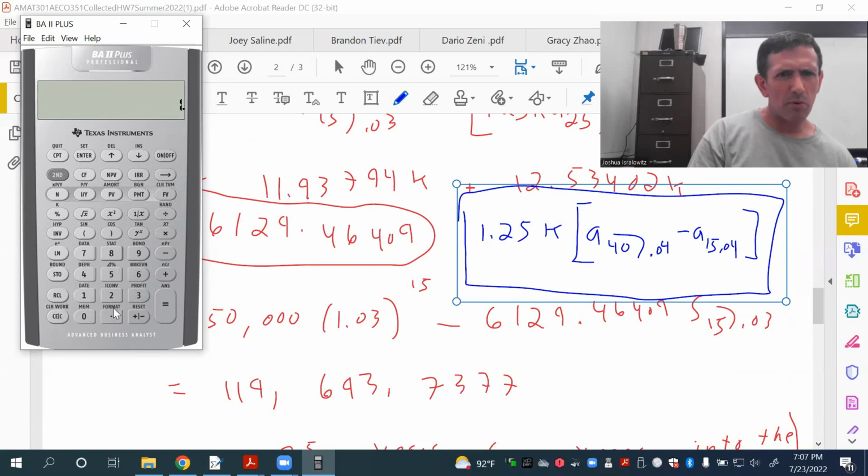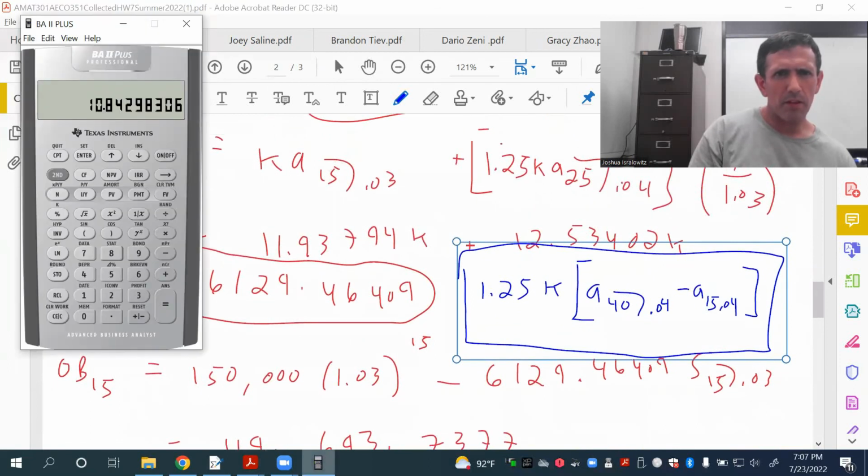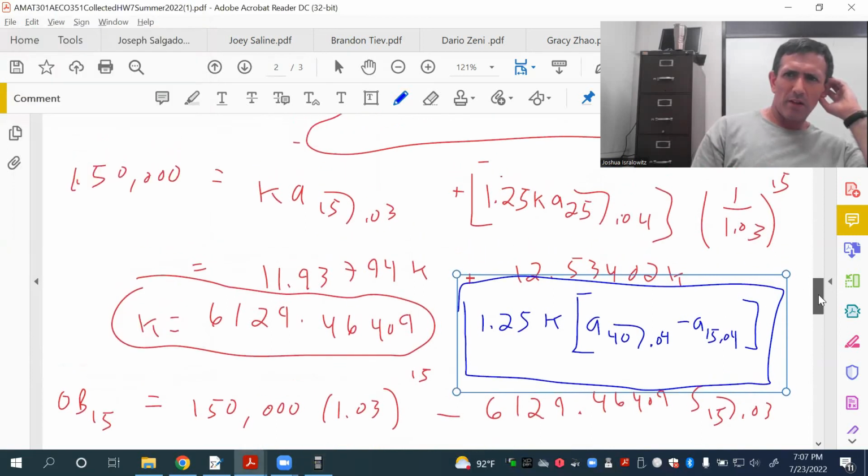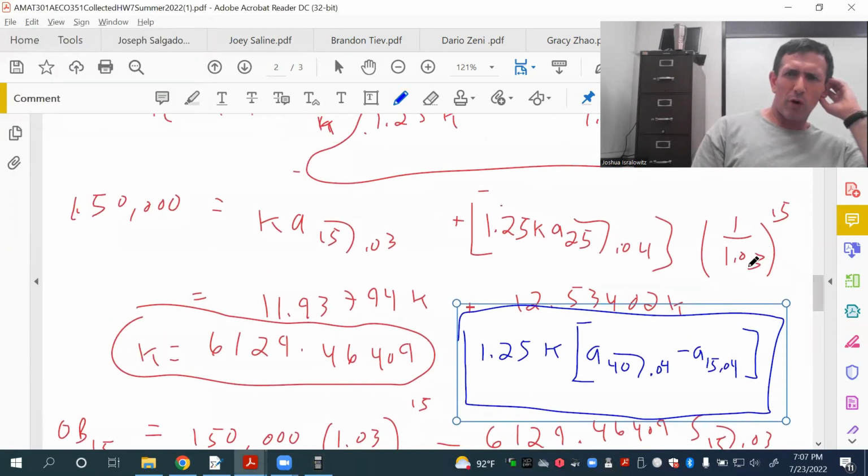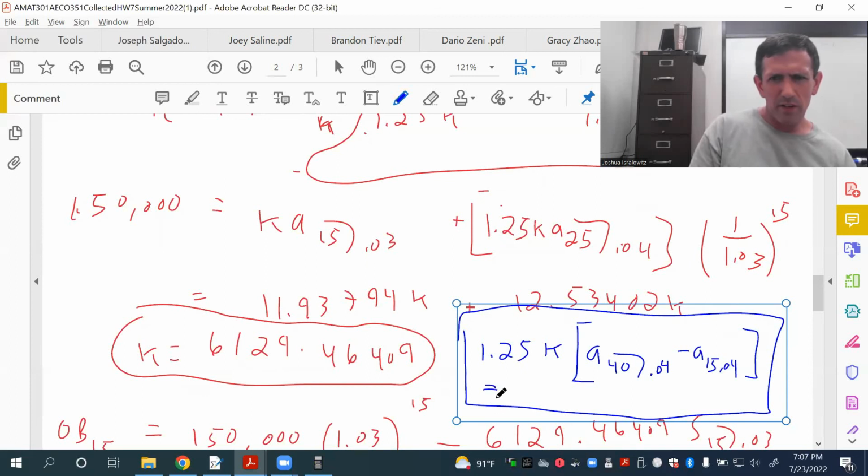Times 1.25, and we get 10.8429836. So it's off quite a bit. Then it's 12.53402.